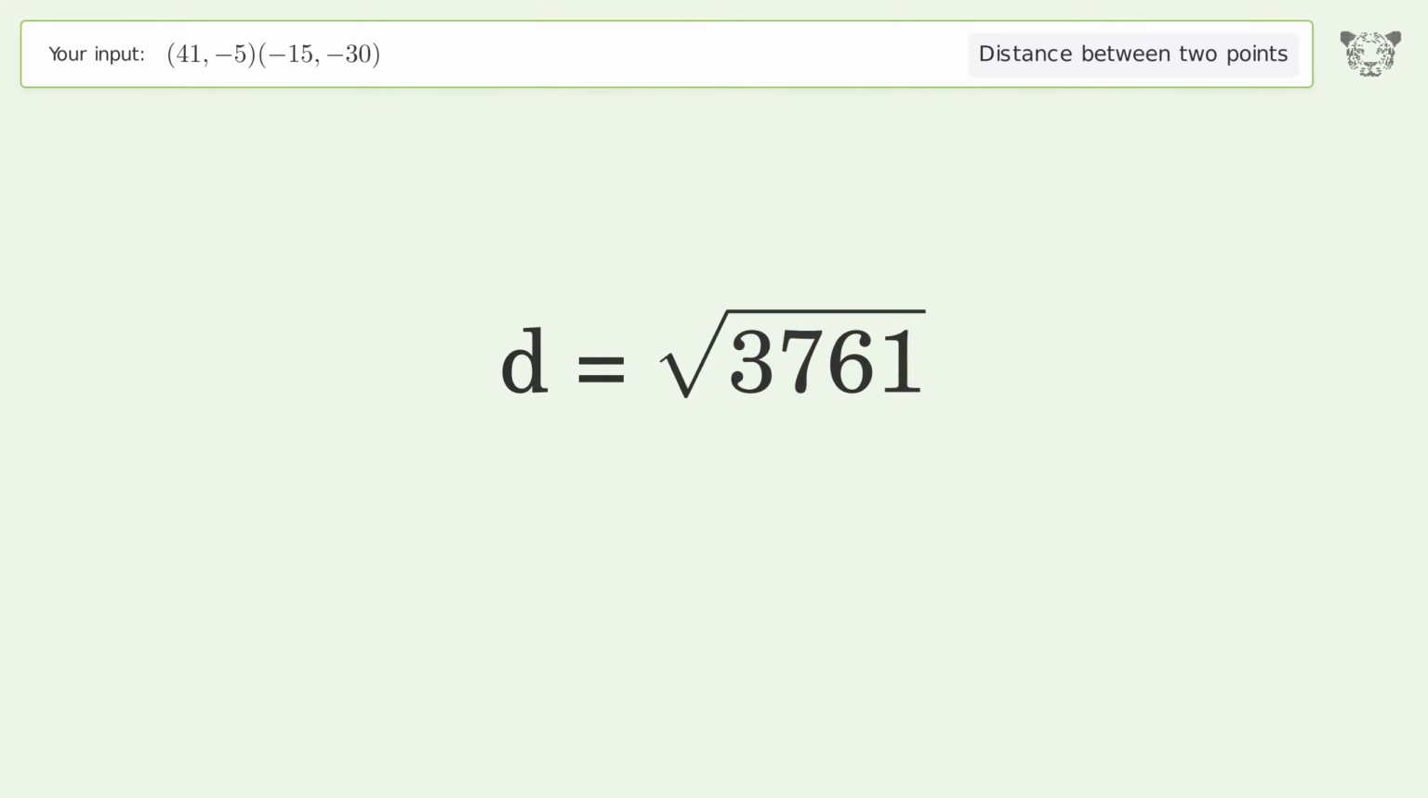And so the distance between the 2 points is the square root of 3761, or 61.327.